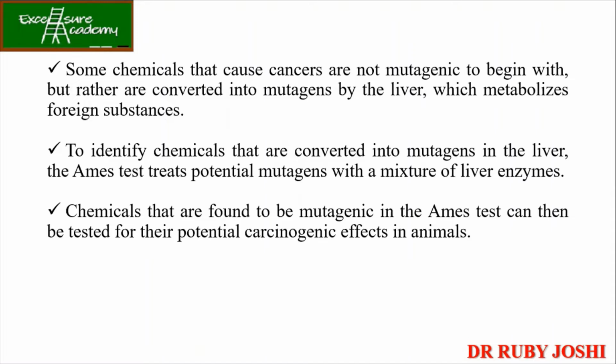So there are certain chemicals that cause cancers which are not mutagenic to begin with, but they get converted to mutagens by the liver, which metabolizes foreign substances. So we know that in the liver, now we are talking about the mammals, okay? We are talking about the humans. So we know in the liver, we have got the detoxifying enzymes, okay? Now these detoxifying enzymes, can you name a few enzymes which are present in the liver which help in the drug metabolite conversion?